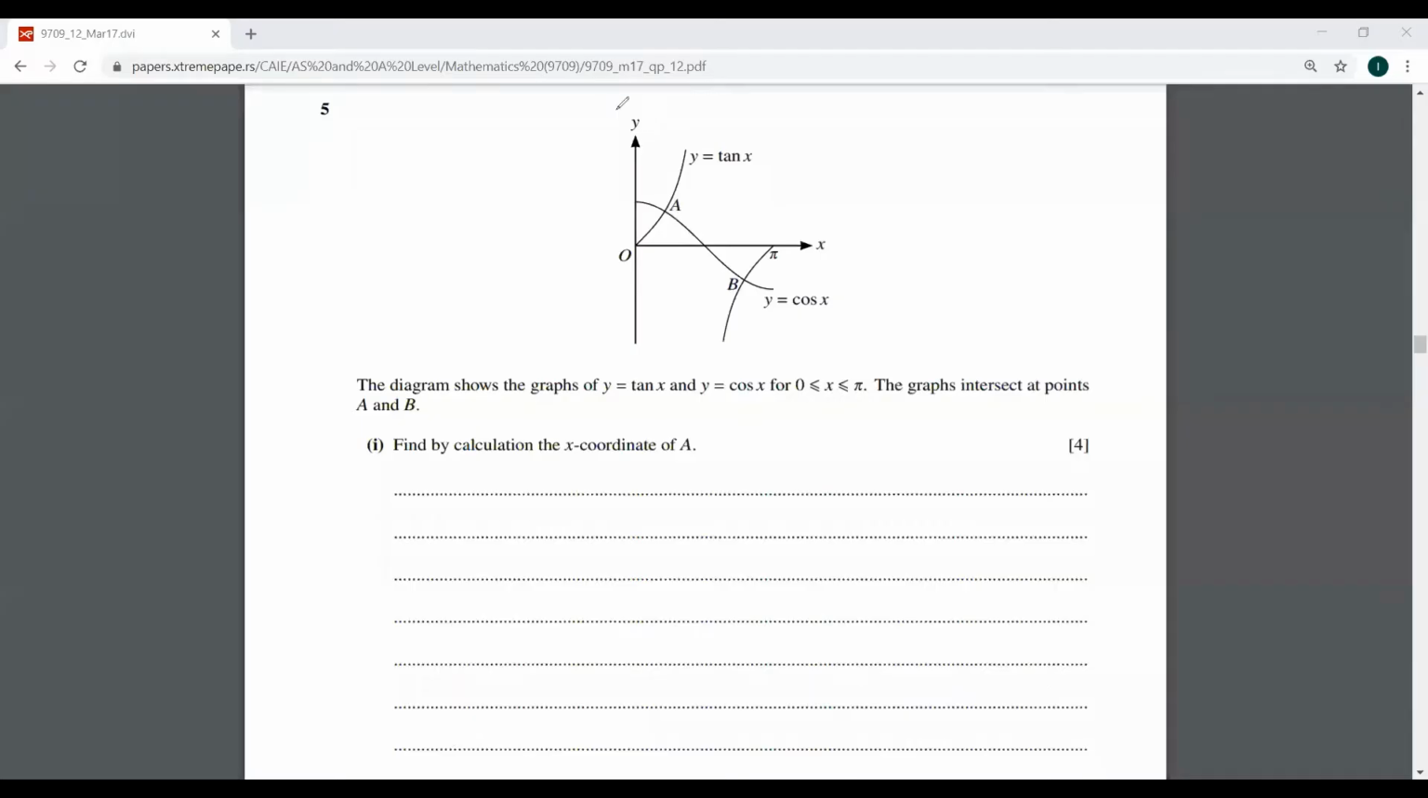Okay, guys, this question is from March 17, paper 12, and the fifth question. Now, by looking at this diagram here, you must not be getting scared, because you should be used to this tan x graph. The only thing missing over here is the asymptote. We have the asymptote at pi by 2.